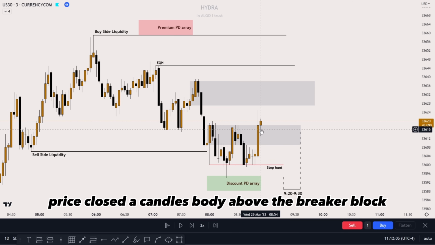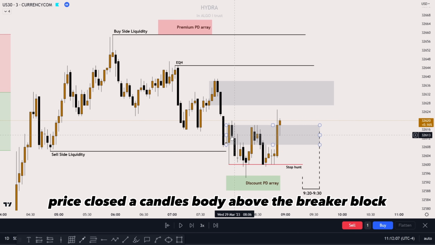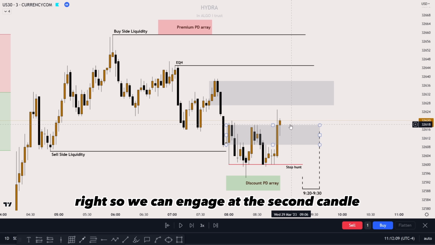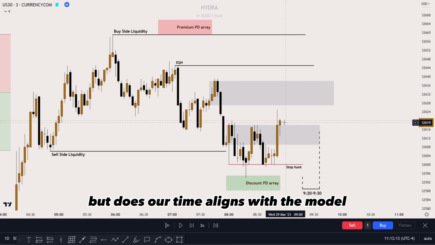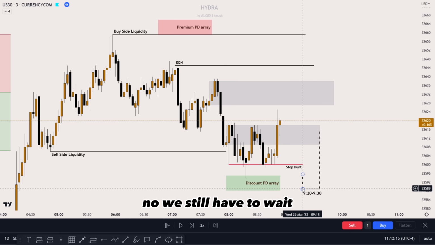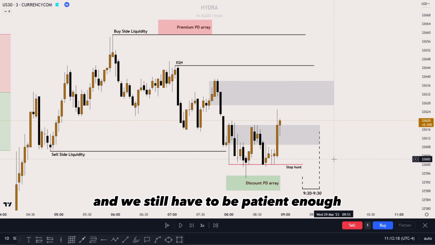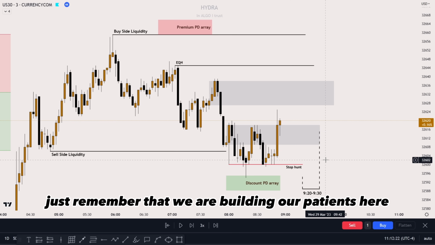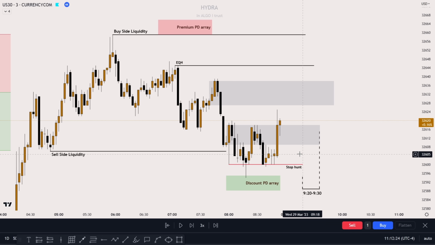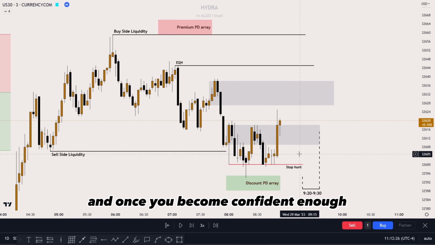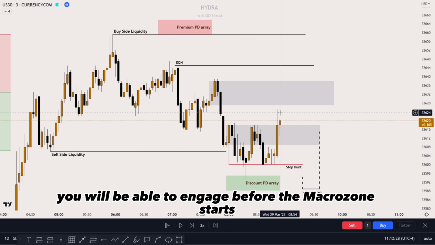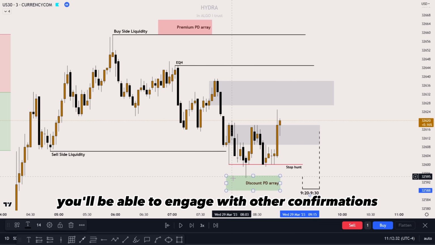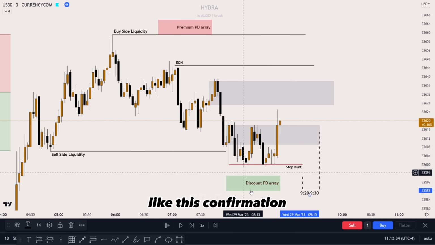So what do you see here? Price closed a candle's body above the breaker block, right? So we can engage at the second candle, but does our time align with the model? No, we still have to wait, and we still have to be patient, right? Because just remember that we are building our patience here, and once you become confident and experienced enough, you will be able to engage before the macro zone starts. You'll be able to engage with other confirmations like this confirmation.